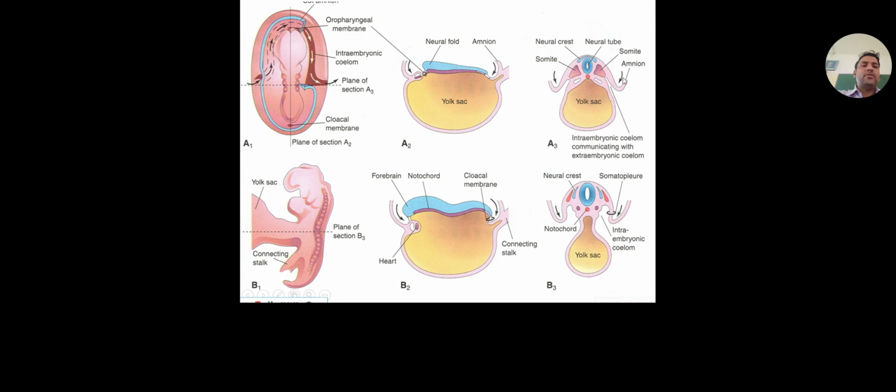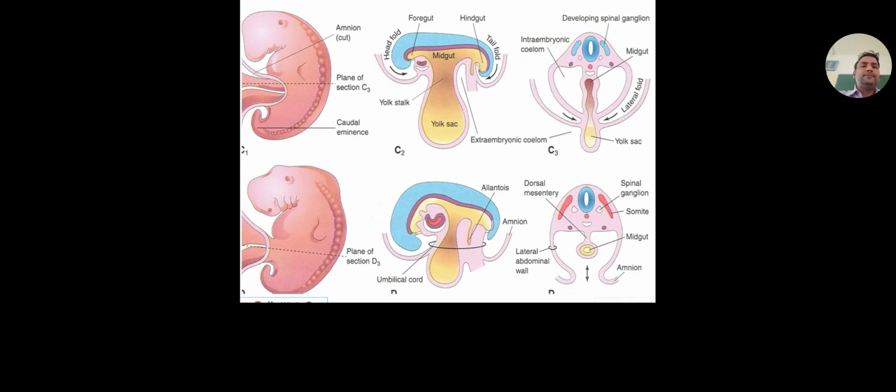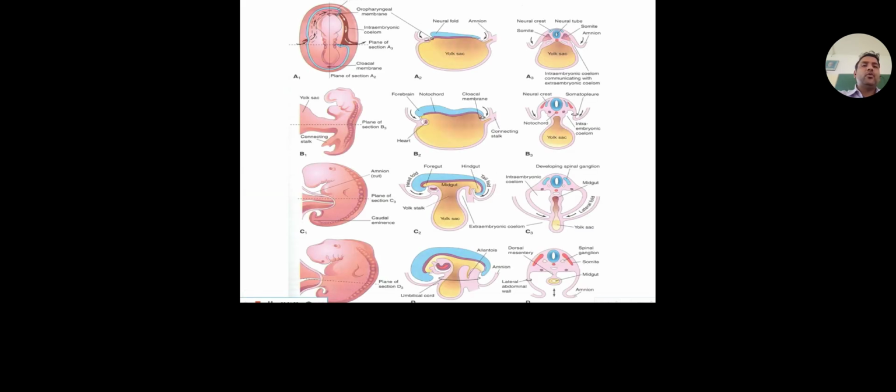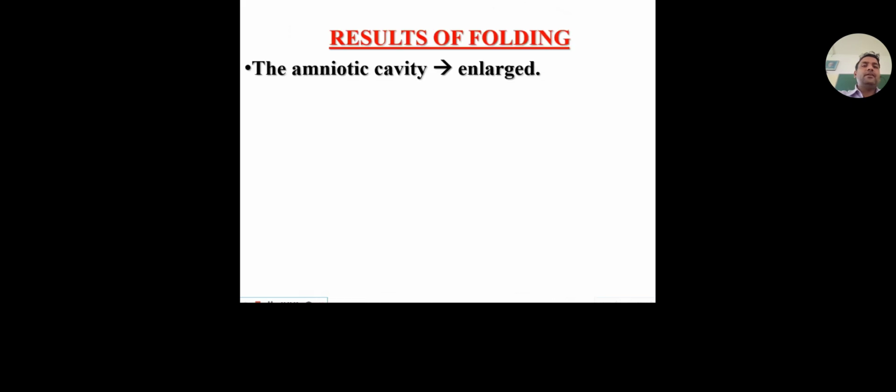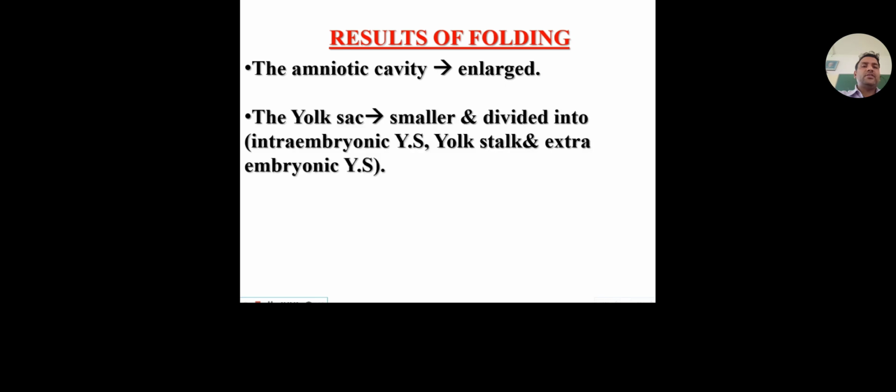From above downwards, that you see, there will be folding of this disc into a cylindrical embryo. You can see the head and tail folds here, head folding and tail folding, and there is also simultaneous lateral folding. So these folding processes convert the flat disc-shaped embryo into a cylindrical embryo with cavities. You can see here there is an amniotic sac above and yolk sac below, and due to head fold and tail fold, they will result in the following changes.